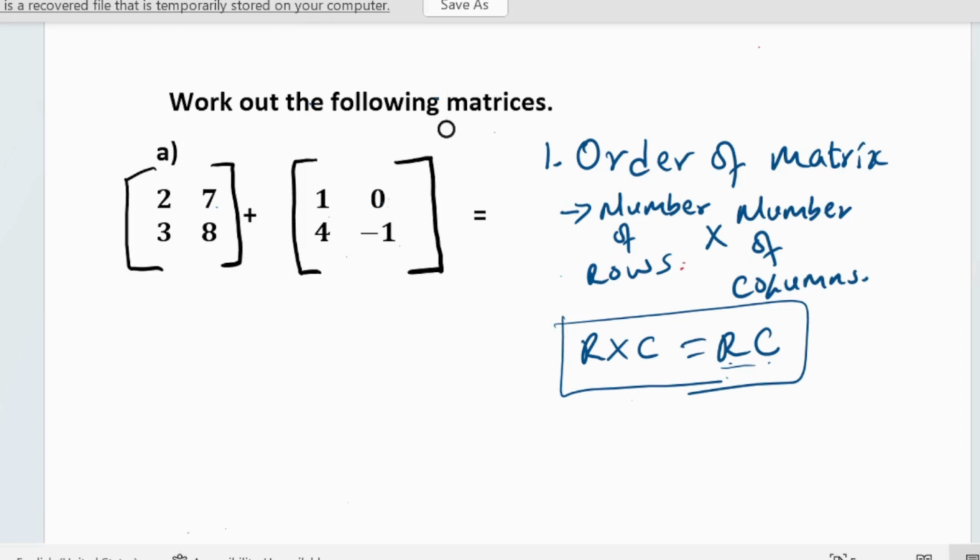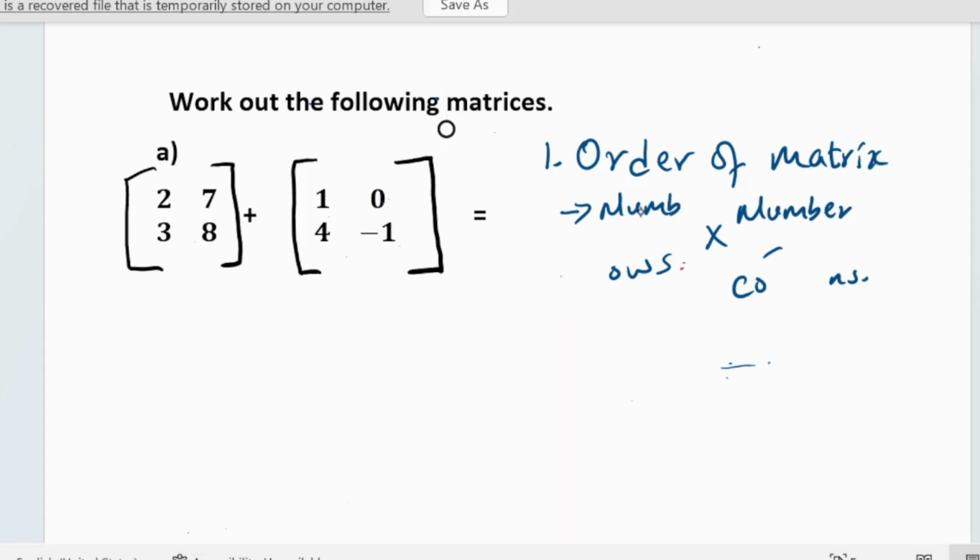Now, which are rows and which are columns? For example, in this first matrix, these are rows moving like that, and these are columns like that. With that, this matrix is a 2 by 2 matrix because it has two rows, 1, 2, and how many columns? 1, 2. So it is a 2 by 2 matrix. That is the order of that matrix.